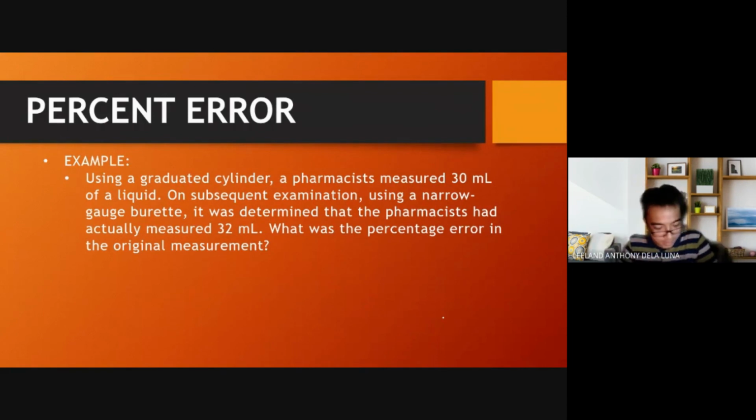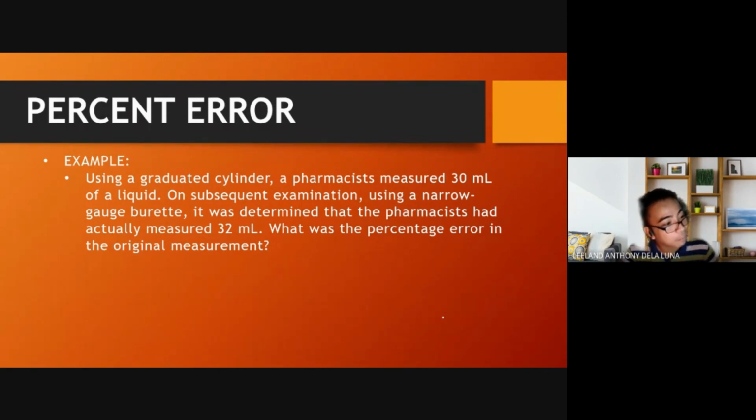So if this is the graduated cylinder, hulog-hulog ng tubig. Tapos nung titingnan ko na siya, okay, good, it's 30 ml. Sabi ko, 30 ml ang mineasure ko. Pero hindi ako nakampante. Sabi ko, binili ko lang to sa kung saan ang graduated cylinder ko. So meron akong mas mamahalin, mas calibrated na narrow gauge burette.